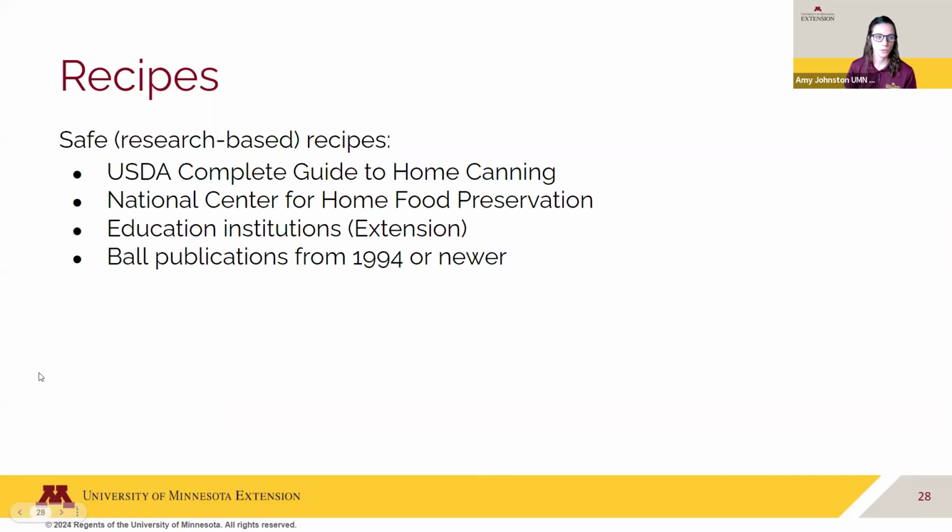So as always, there are recipes, tips, tricks, hacks, whatever you want to call it, everywhere you look when you're researching food preservation. So again, what are some of those safe research-based recipes? So the USDA Guide to Home Canning, the National Center for Home Food Preservation, educational institutions like Extension, and Ball publications from 1994 or newer are all research-based sources.